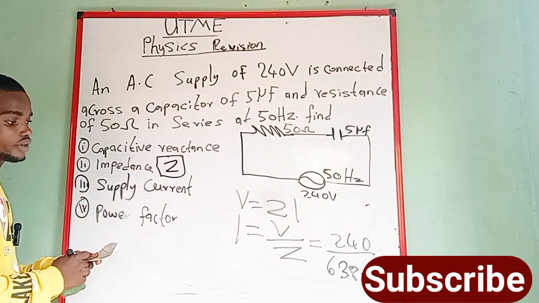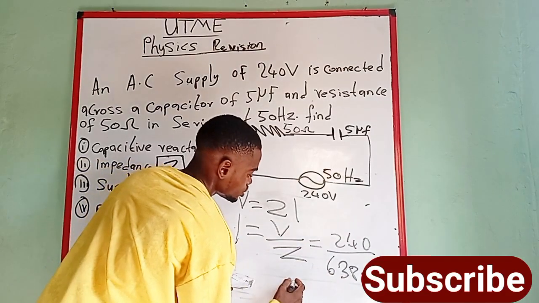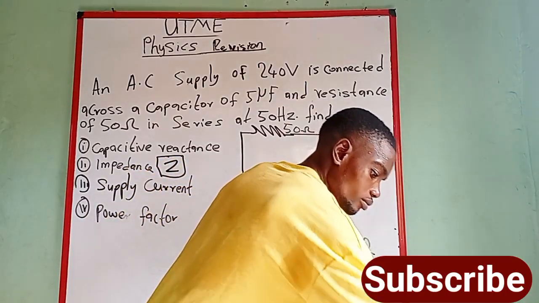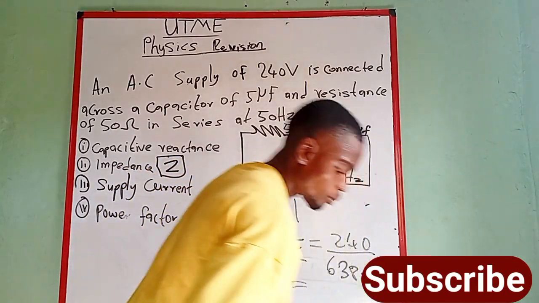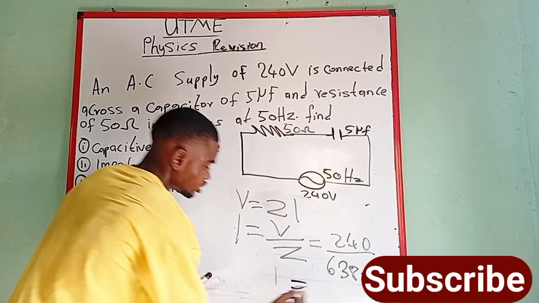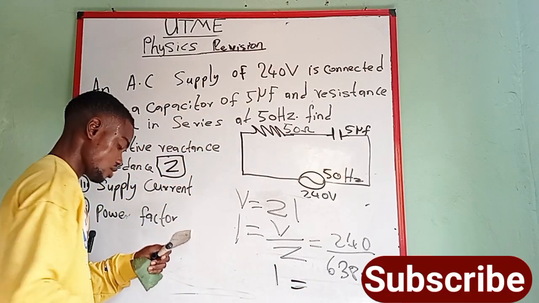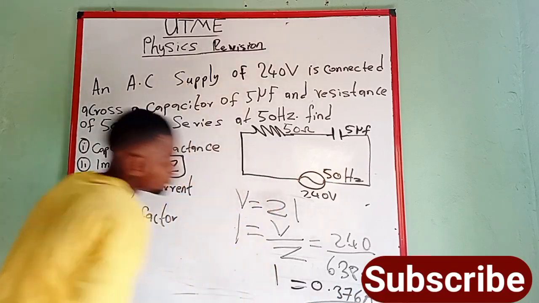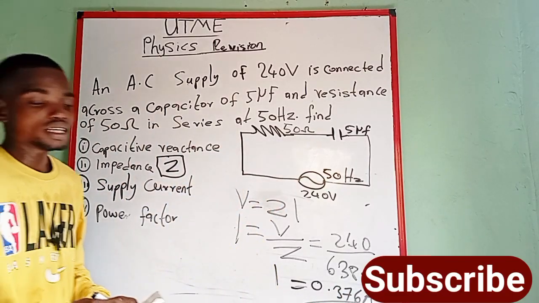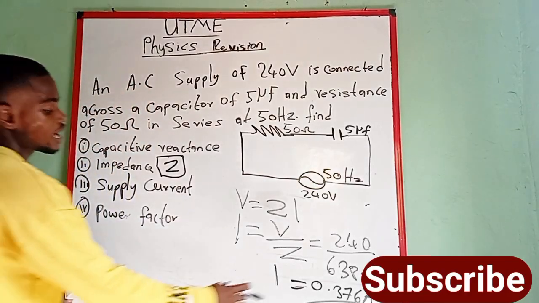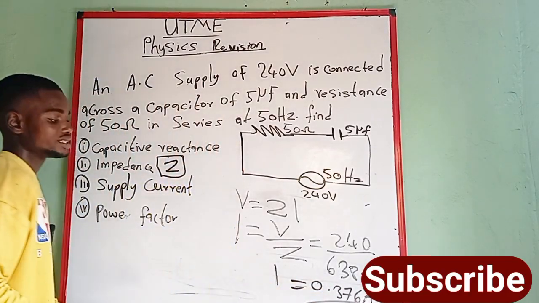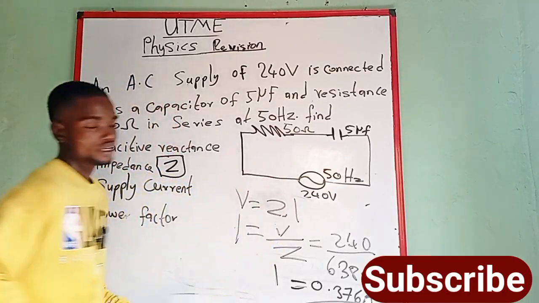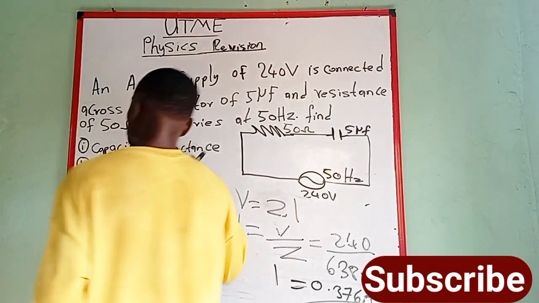Now if you divide this and this, you're going to get that the supply current is going to be 0.376 ampere. This is the supply current, and as you can see, it is in amperes. That's the unit. And this is the change from the resistance to impedance. That's what you have to do. So this question is going to be asked.